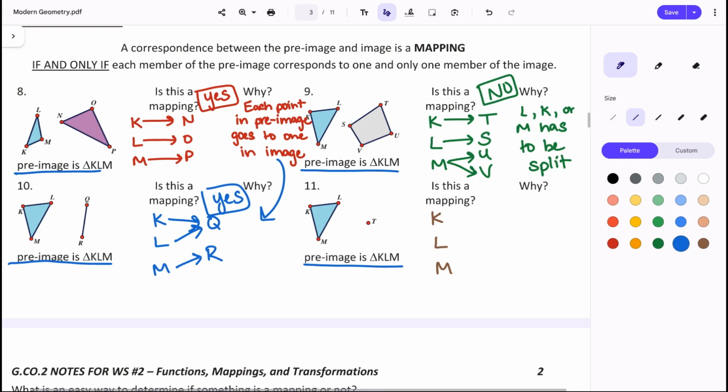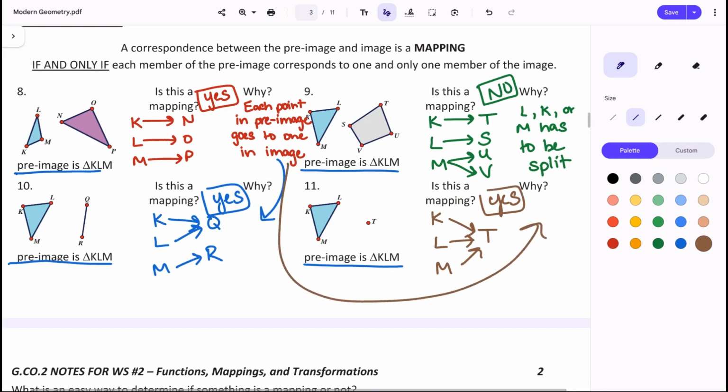Okay, 11. What's my point from my image? T. So what's going to happen here? All 3 of them are going to go to T. Just like there's a whole bunch of you, but we could think about there's 3 of you that are in the same math class right now. Okay, now there's more than that. But if we think about in the context of this, that's okay. You all are allowed to be in here at the same time. Okay, so this is a yes. And again, same reasoning.